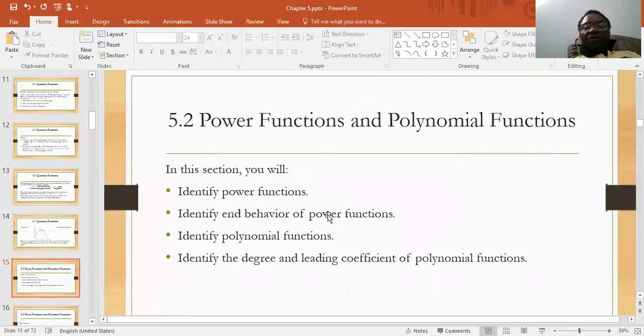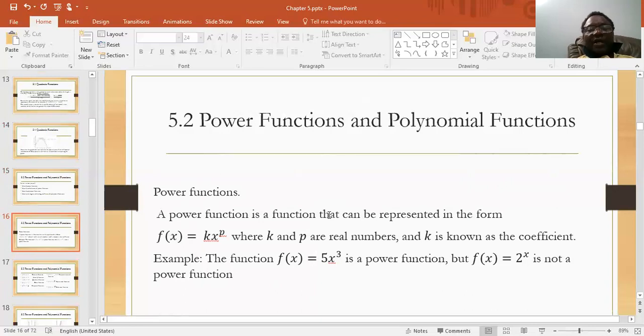Another type of function, which is a particular example of polynomials, is called the power function. In 5.2, we are going to learn how to identify power functions, how to identify the end behavior of power functions, identify polynomial functions, and identify the degree and leading coefficients of polynomial functions.